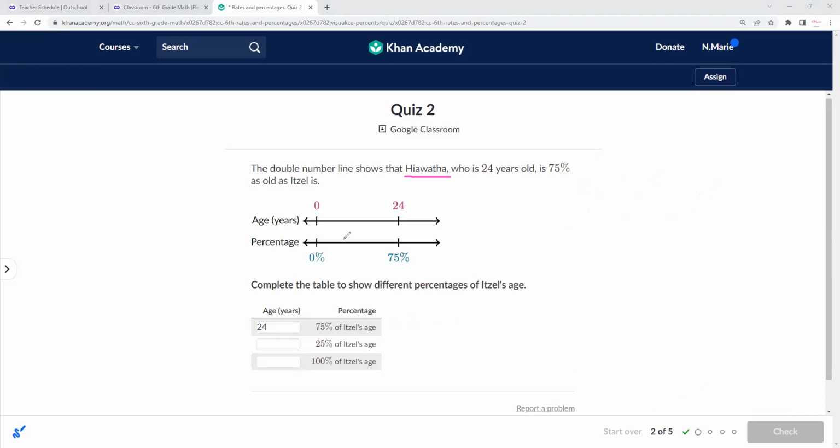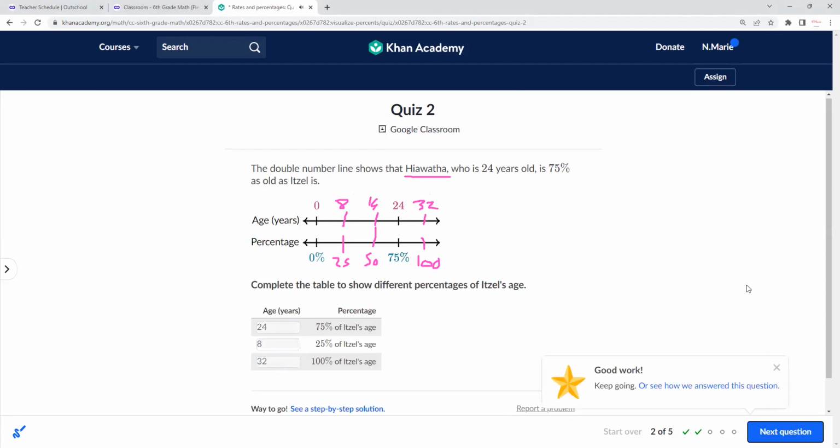75%, if we were to go by quarters, 25, 50, 75, 100, you want to do the same for the 24. So if I divide up 24 by 3, I would get 8, 16, 24, add another 8, 32. So that's how you can do it. You must know your multiplication tables in order to do so. So 25% is 8 years old and 100% is 32 years old.